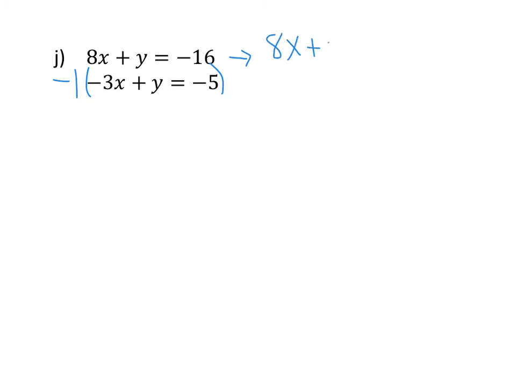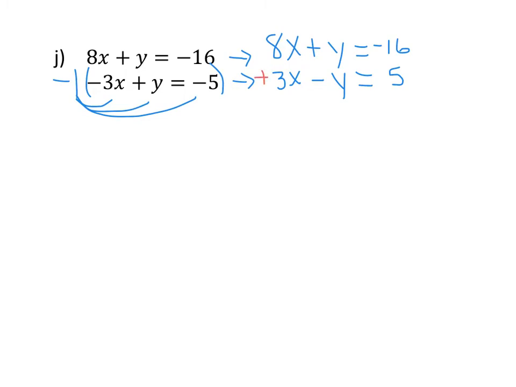So this first one I'm not touching, so I'm just going to rewrite it. 8x plus y equals -16. The second one, I'm going to distribute this -1. -1 times -3x is positive 3x. -1 times positive y is negative y. And -1 times -5 is positive 5. Basically, all it does is it changes the sign of everything, every term in this equation.